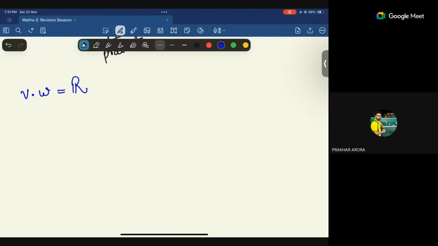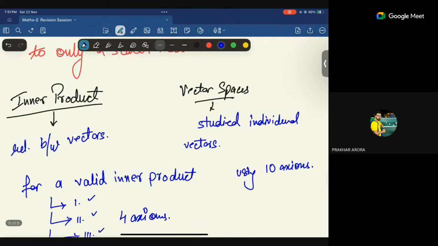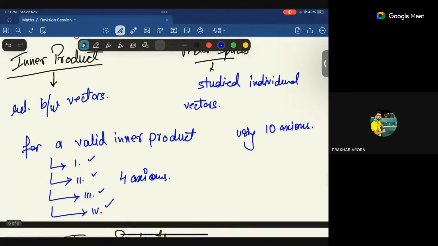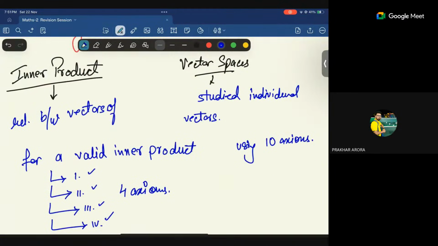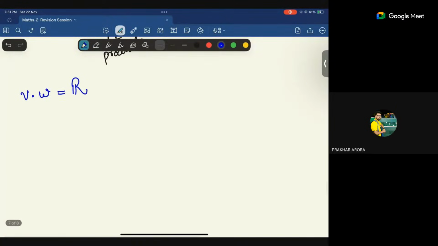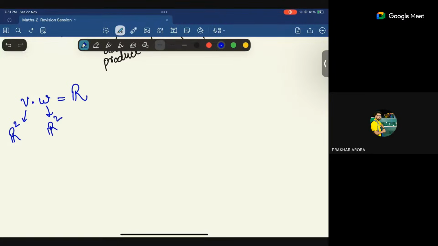How do we calculate the dot product? One more thing you should remember here is that the vectors must be of the same order. That means if v belongs to R2, then w should also be in R2. You cannot do R2 versus R3 or R2 versus R4. These kinds of things are not allowed in dot products or inner products here. Understood?